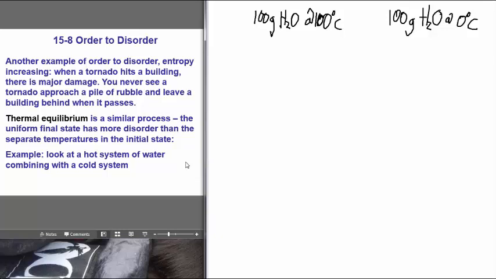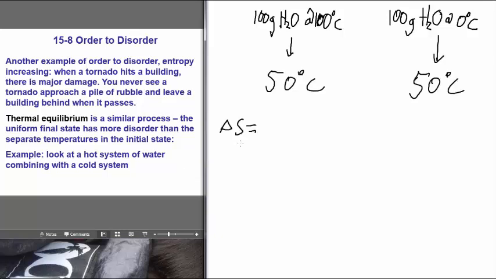So let's say we're going to combine 100 grams of hot water with 100 grams of cold water. We know that energy is going to flow from the hot water to the cold water, and they're both going to end up at 50 degrees. Now, assuming that these two systems of water were well insulated and that no energy escaped to the surroundings or came in, then the change in entropy of the universe with this process is the change of entropy of the hot water plus the change of entropy of the cold water.